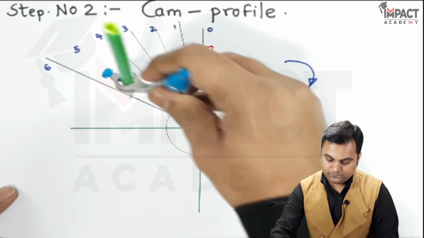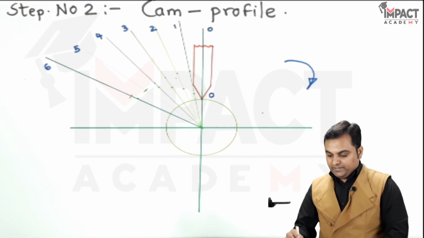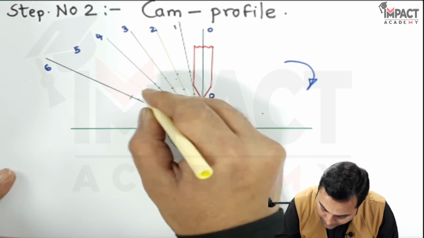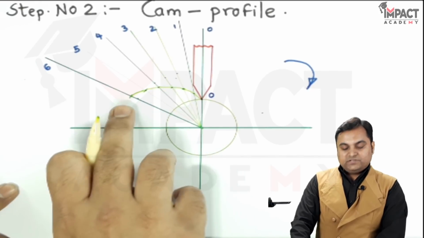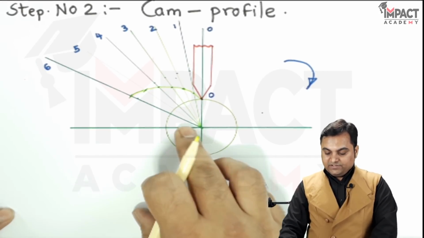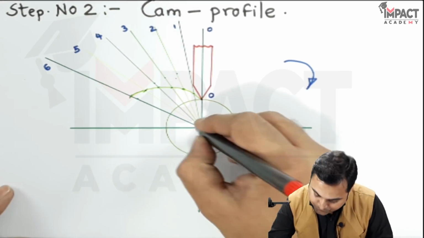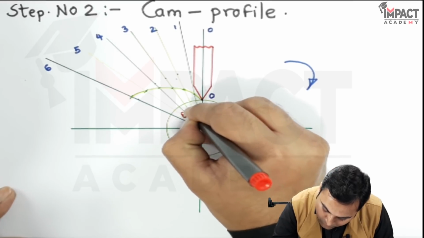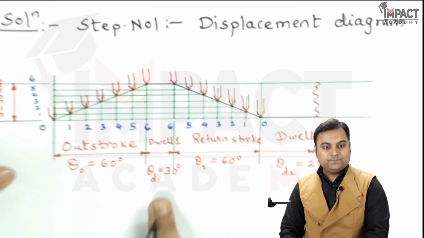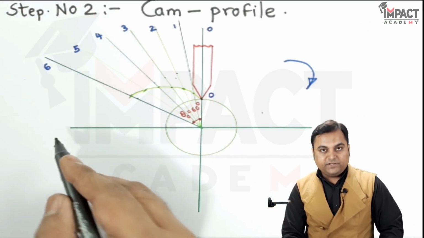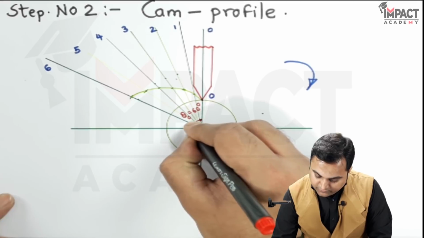onto the base circle. Now all these 6 points are to be connected with the help of a curve, and drawing a light curve first, connecting all the points. So drawing this light curve, then after 60 degree, this is the out stroke indicating 60 degree of cam rotation. Then there is a dwell of 30 degree as mentioned. So since this angle is 90 degree, already 60 have been measured. So whatever remains is 30 degree, which is the first dwell.